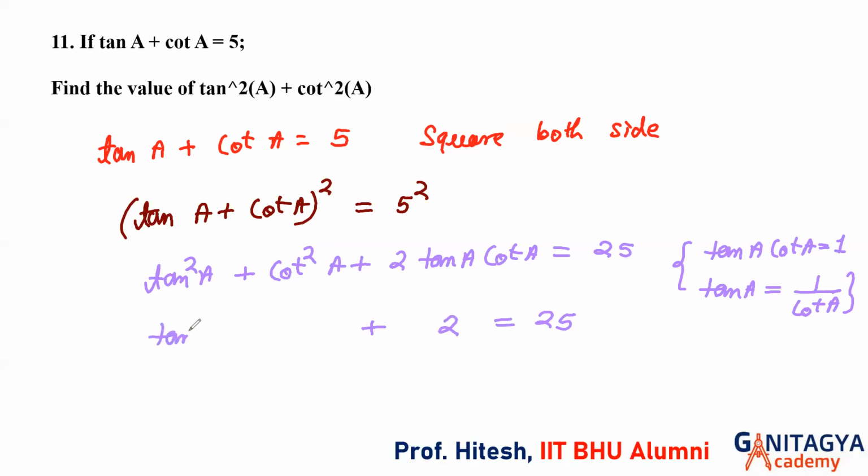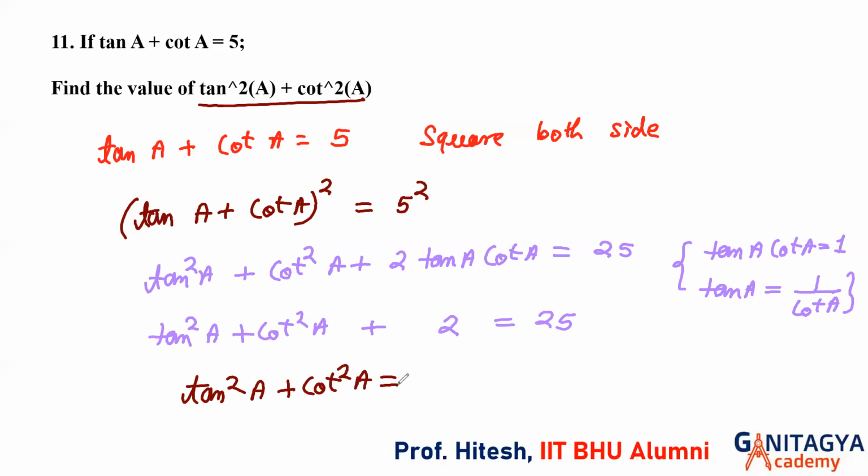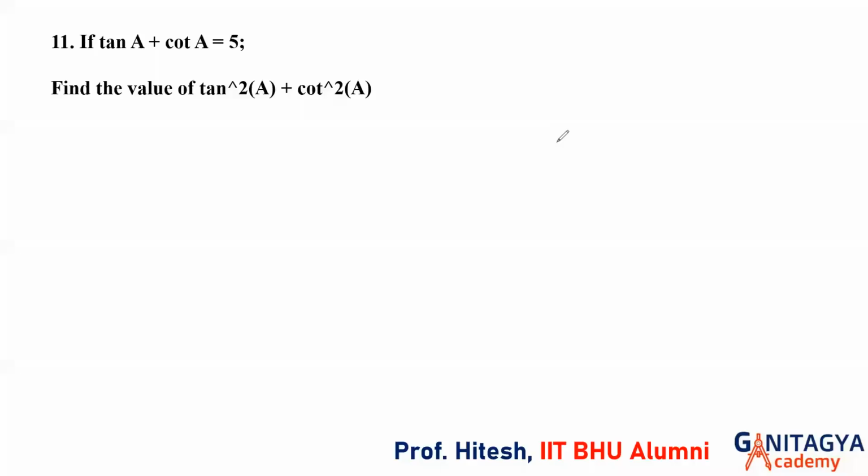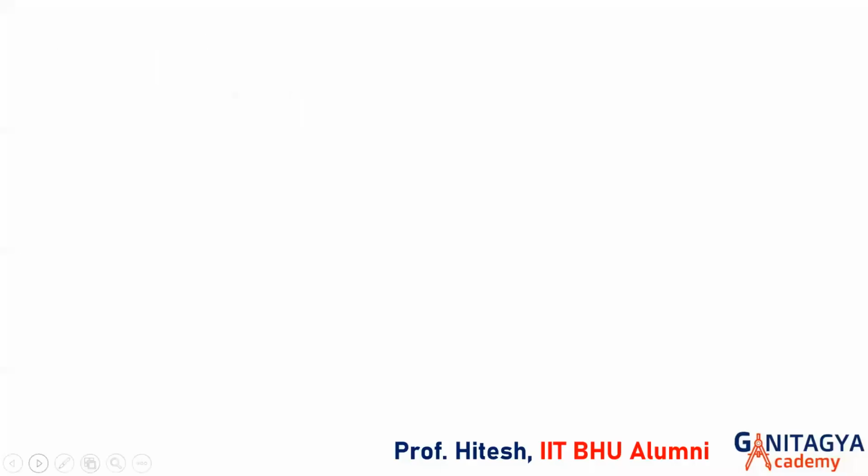So here it is tan square a plus cot square a. What is required? We require tan square a plus cot square a. So tan square a plus cot square a is equal to 25 minus 2, which is 23. This is the answer. Please write it down. Let me know when done. Okay, written down. Let me move to the next question.